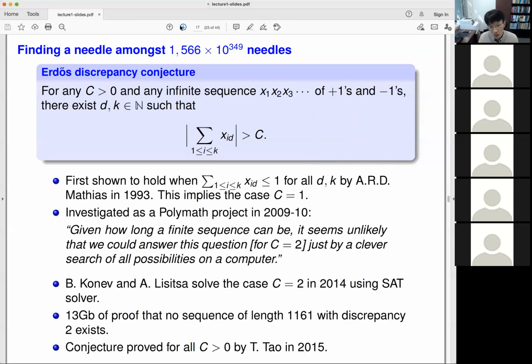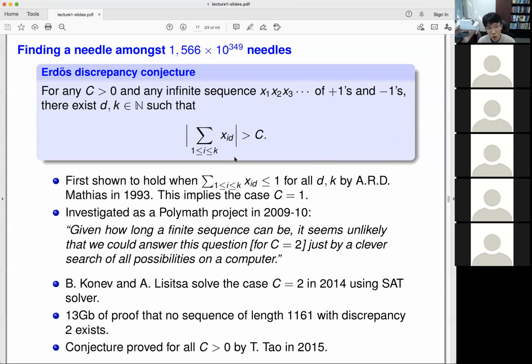And then around 1993, what was known about this conjecture is that people knew that if C is equal to 1, the conjecture is true. But they didn't really know if the conjecture is true when C is equal to 2 or more. So around 2009, there were the so-called Polymath projects, in which people joined forces together through the internet and tried to solve particular math problems by communicating over the internet.